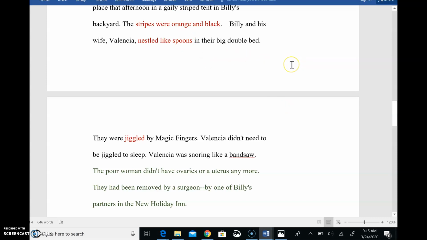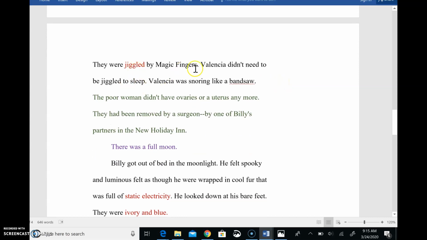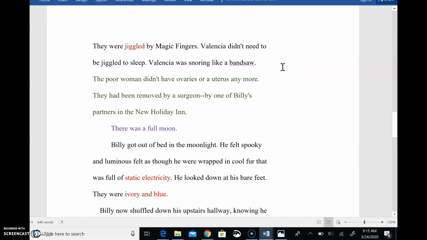Billy was nestling with a hobo. The stripes are the same as what were on the POW train. All right, they were jiggled by magic fingers. That was part of your study guide questions, that Billy was jiggled to sleep.